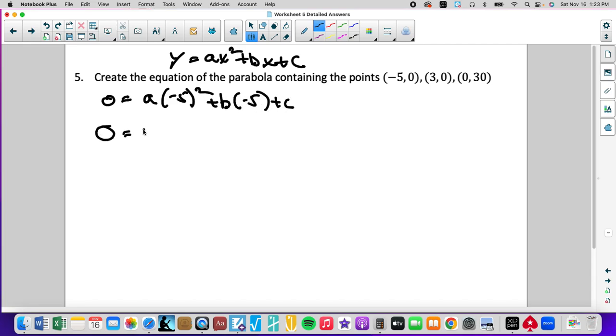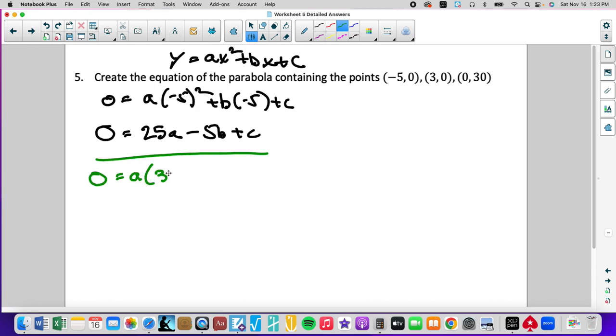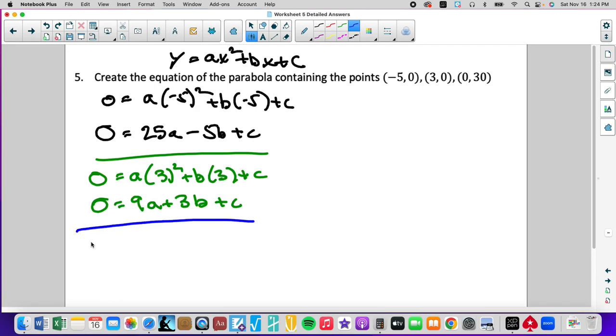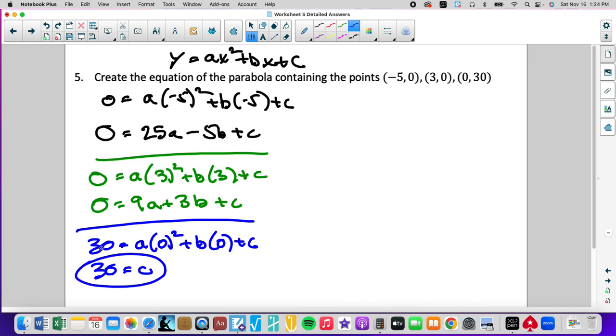So 0 equals 25a minus 5b plus c. Let's plug in this one. So that is also 0 equals a times 3 squared plus b times 3 plus c. 0 equals 9a plus 3b plus c. And here we have 30 equals a times 0 squared plus b times 0 plus c, and we get 30 equals c. So we can again plug it in and get a new equation.